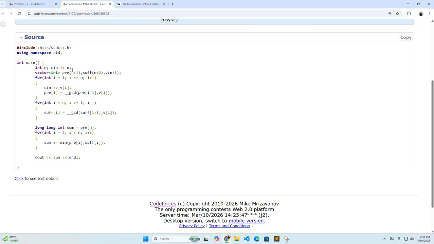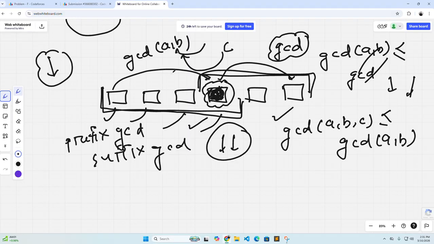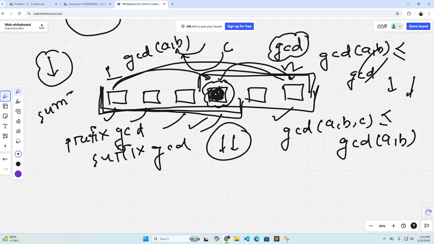So we take the input of the permutation, then compute the prefix GCD, then the suffix GCD. First of all we take pre of n. Why? Because we must take all the elements first; it is the best case. So we must connect 1 with n. The first sum is equal to pre of n, because we connected 1 with n. I said the more integers we add, the more likely the GCD is to decrease.